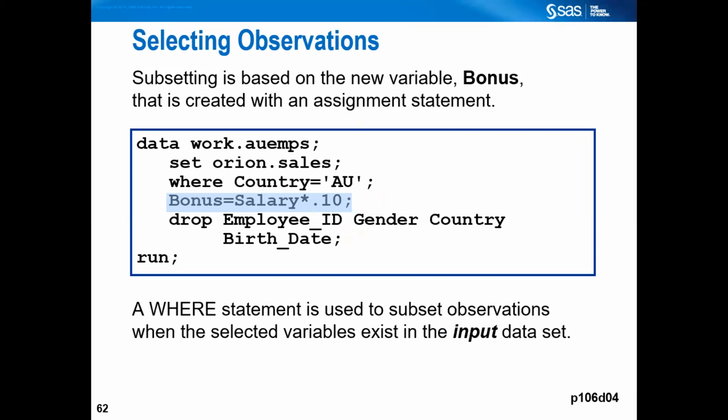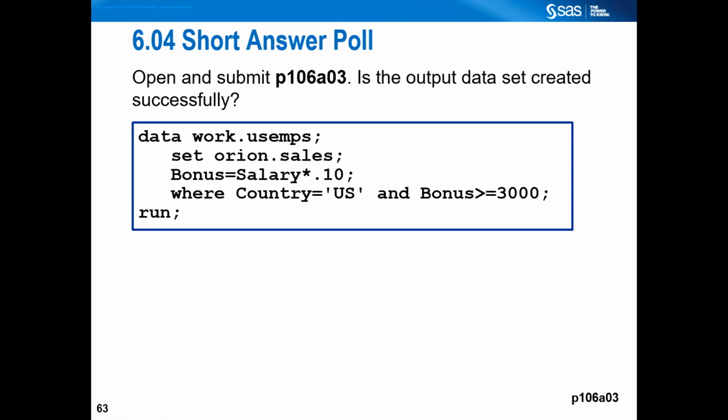So we know we are calculating bonus. A where statement is used to subset observations when the selected variables exist in the input data set. Bonus is not coming from the input data set, so we cannot use it in a where statement, and that is what it is. So I would request you to open this activity. Initially, create your library of Orion and then execute this data step and check your log. Go ahead. It's the same thing we had seen, but you people work on it. Go ahead.